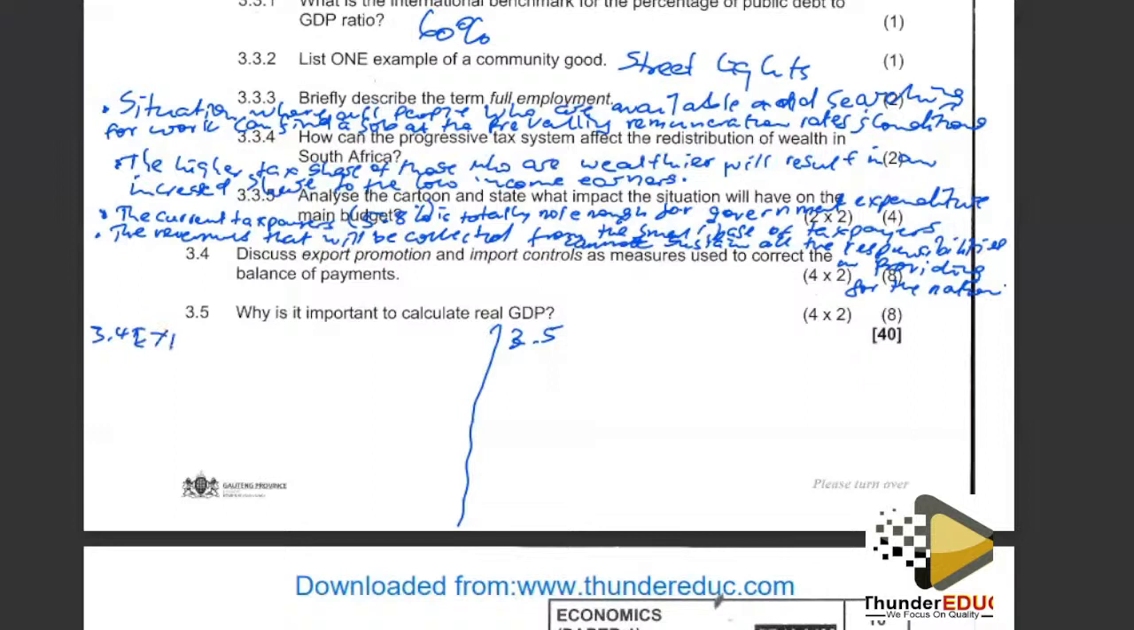So we are saying export promotion, imports will be discouraged as more local goods are produced.